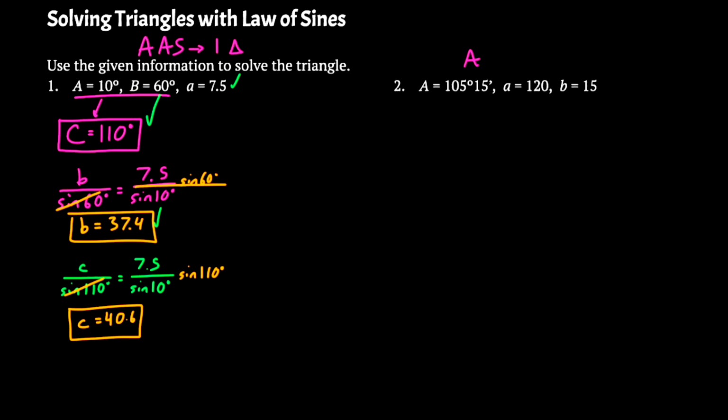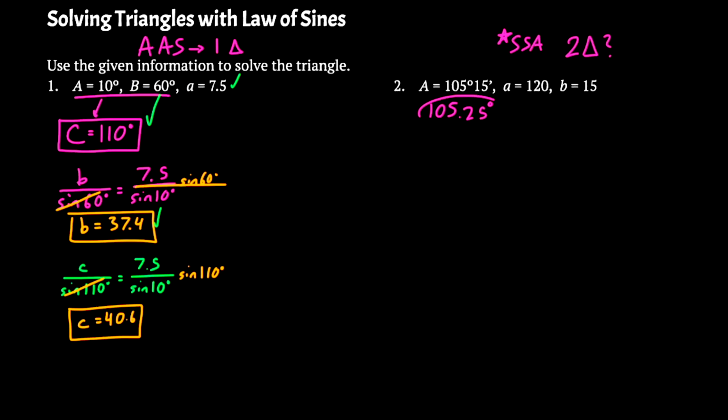If we take a look at number 2, we have an angle, a side, and a side angle case. And that's that ambiguous case. So I have to be a little bit worried that there might be 2 possible triangles. But if you look a little closer, angle A is 105 degrees and 15 minutes, which just means, so we have 105, and let's see, there's 60 minutes total, so 15 would be like a quarter of that, so 0.25.